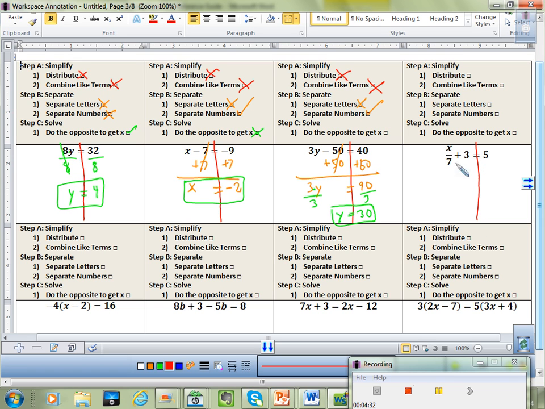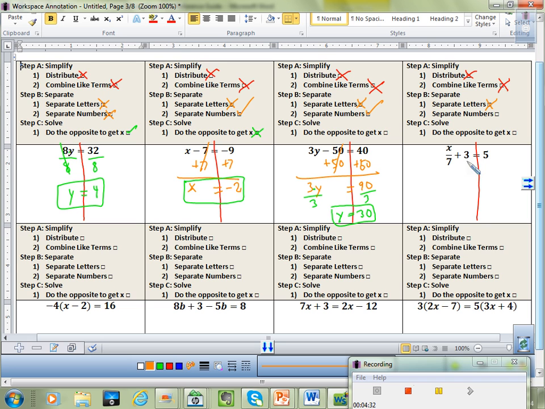Can I distribute? No. Can I combine these? No. Do I have variables on different sides? No. Do I have constants on different sides? Yeah. Which one do I need to undo?